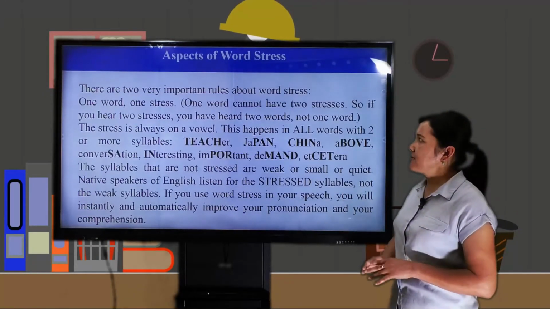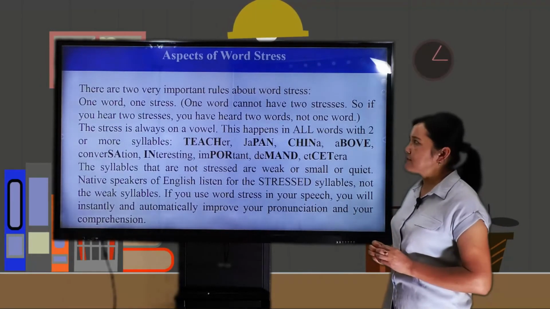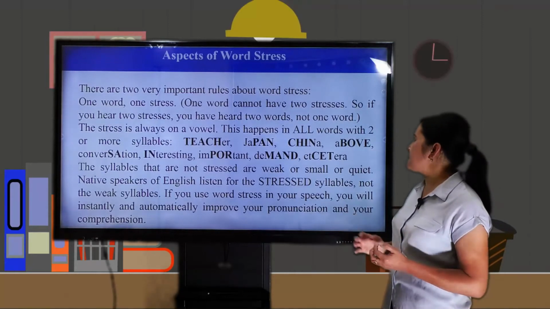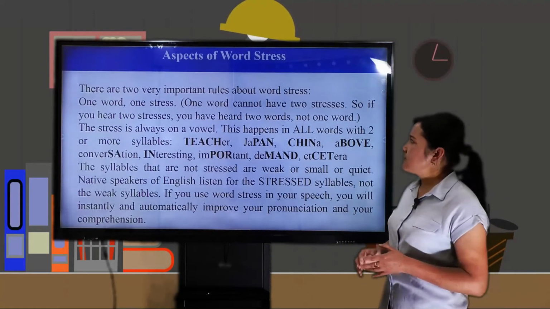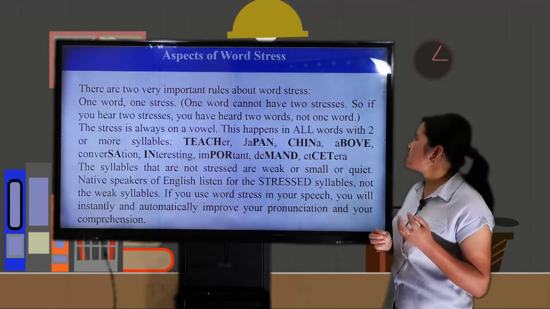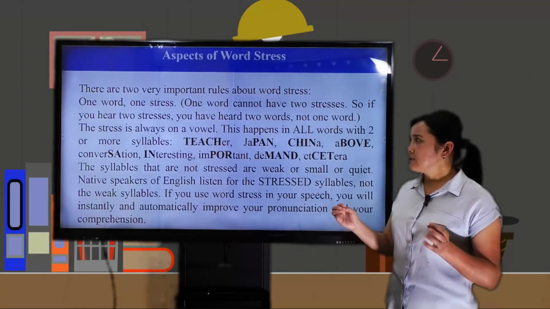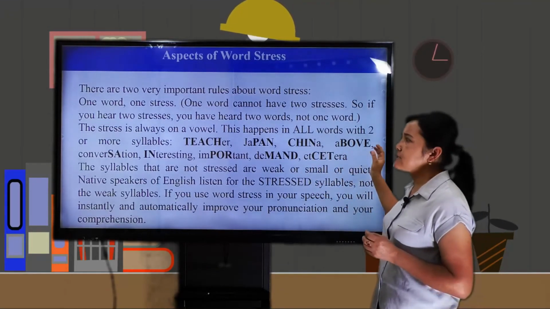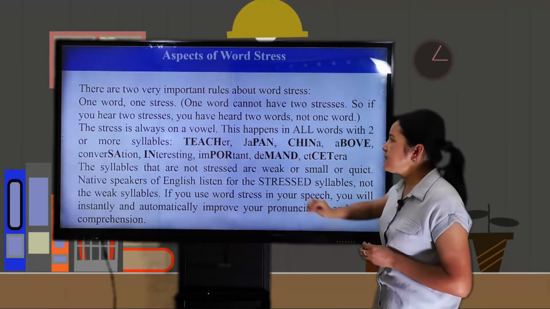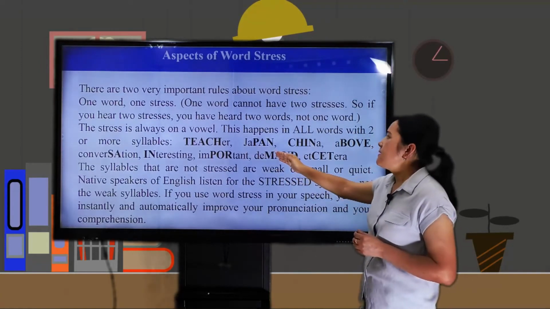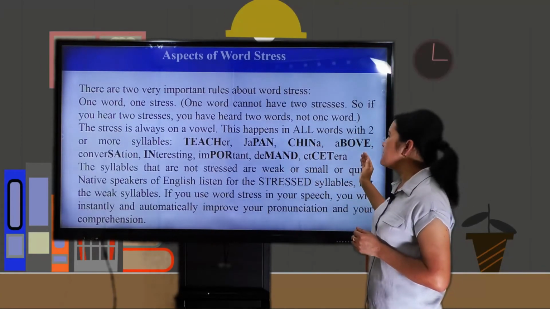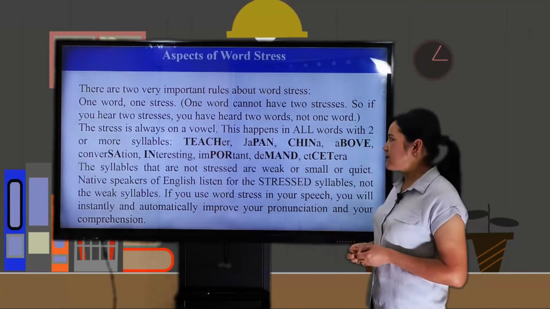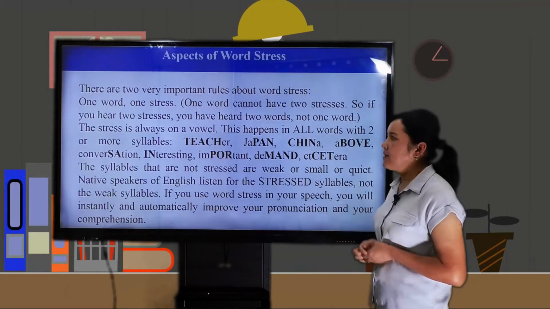So there are two very important rules about word stress. One word, one stress. One word cannot have two stresses. So if you hear two stresses, you have heard two words, not one word. The stress is always on a vowel. This happens in all words with two or more syllables. Let's see them. Teacher, Japan, China, about, conversation, interesting, important, demand, etc.